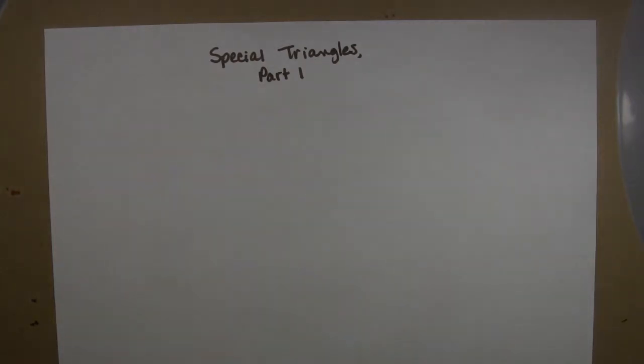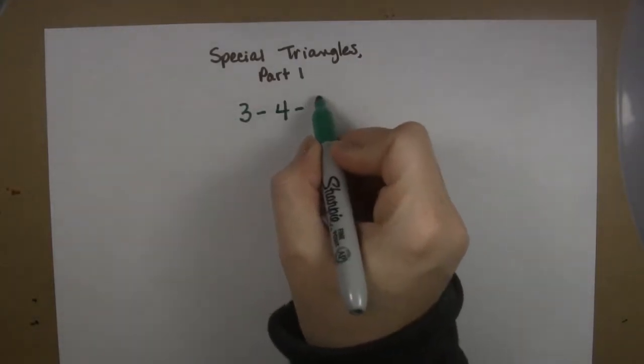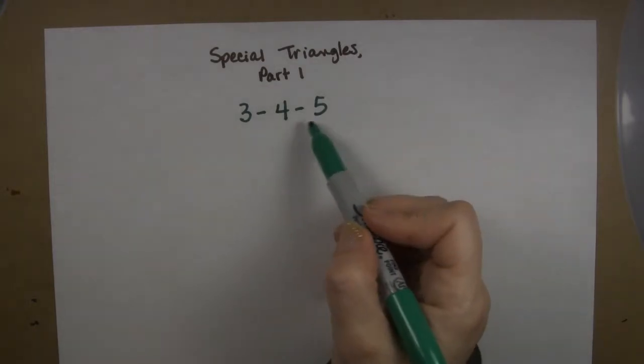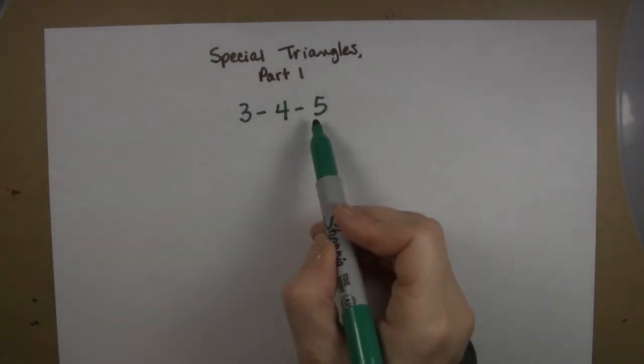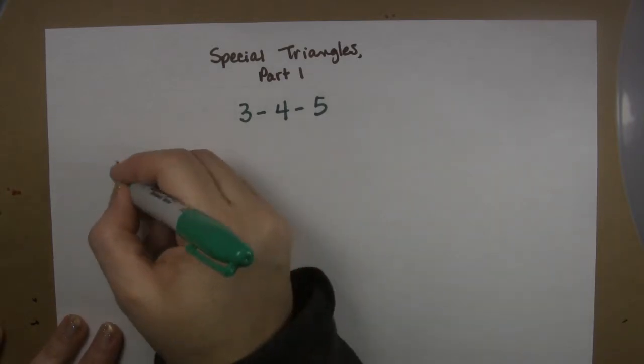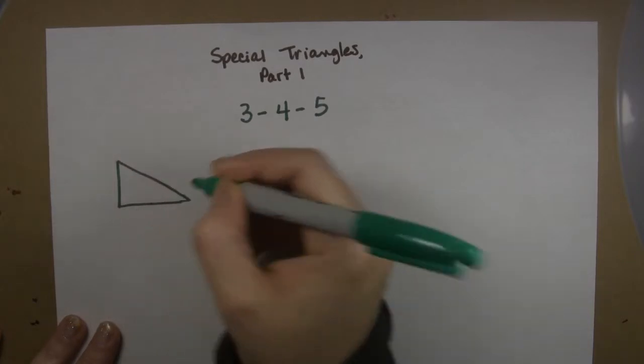So the special triangle that we are going to discuss in this video is the 3, 4, 5 triangle. And this triangle does not have any other name. It's just called the 3, 4, 5 triangle. And I'm just going to draw you some examples of a 3, 4, 5 triangle.